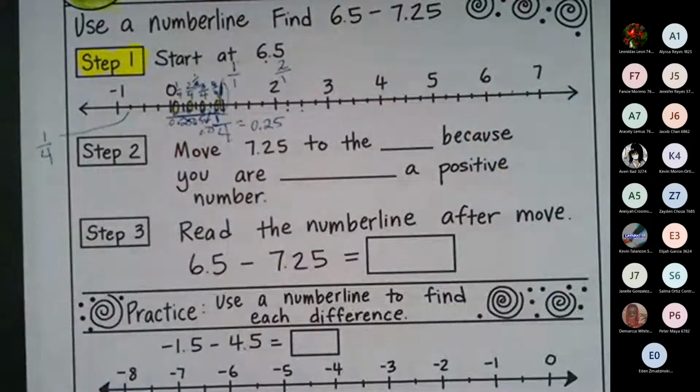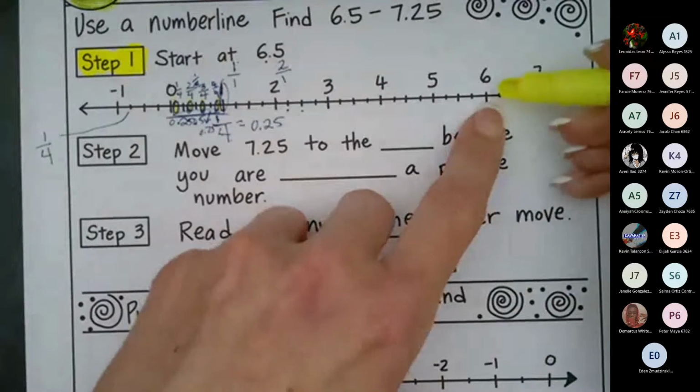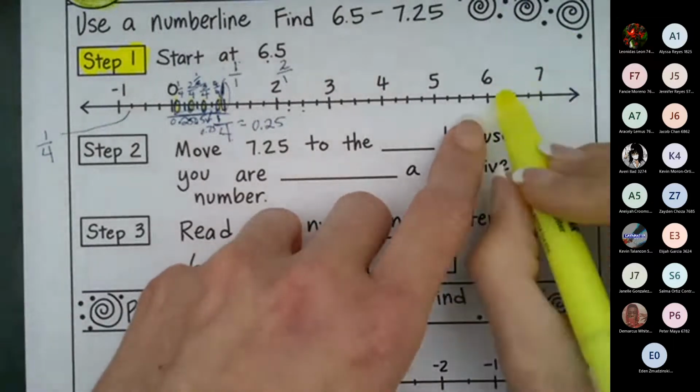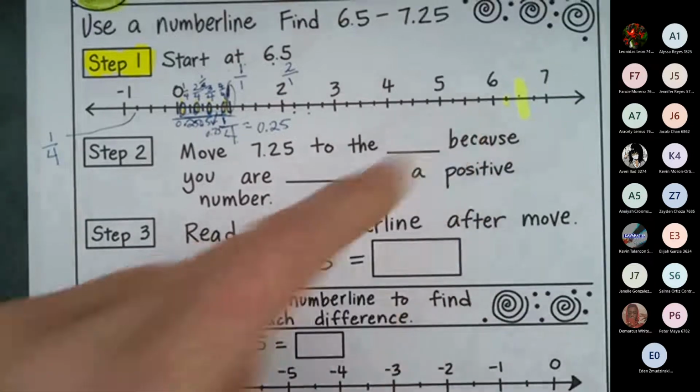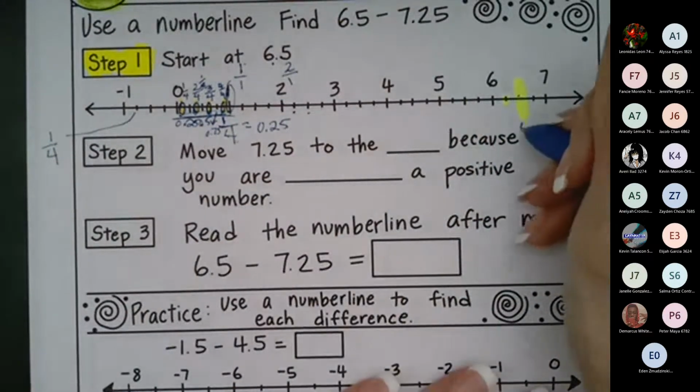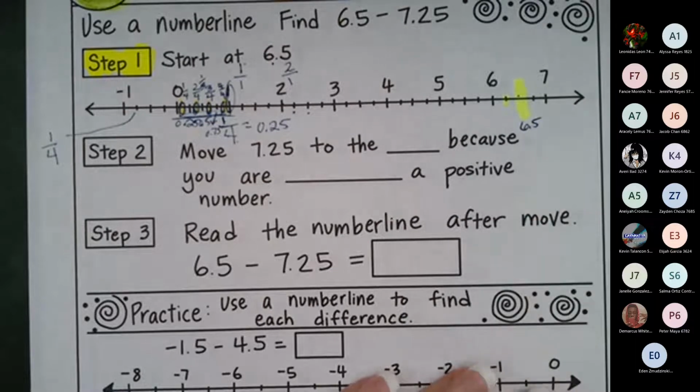So let's find our 6.5. So I have 6 right here. This first little line is 6.25. So that means here my second line is 6.5. Okay, so here's my starting point, positive 6.5.